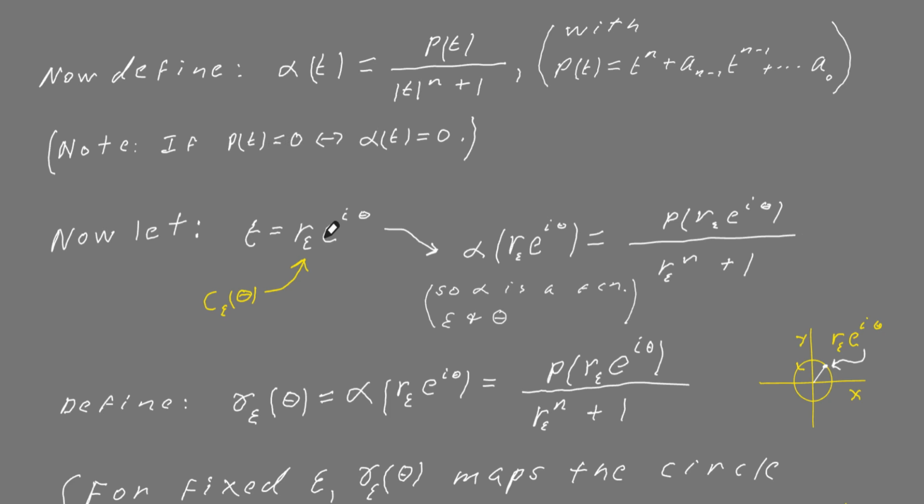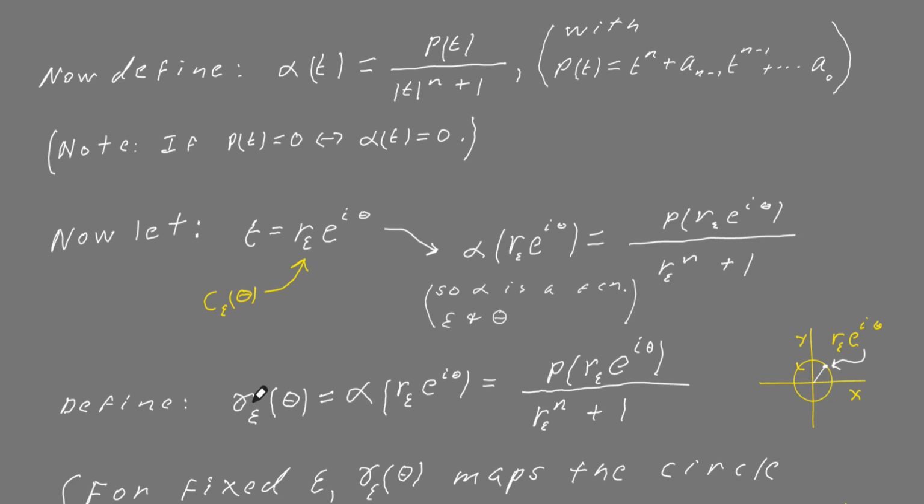And now I'm going to let t be equal to a point on one of the circles, and I'm going to substitute this expression for t into this equation. So alpha of t becomes this, and p of t becomes this, and the magnitude of t is just the magnitude of this, and the magnitude of a point on a circle is just the radius of the circle. So magnitude of t becomes r sub epsilon, and this denominator becomes this. Now you can see from looking at this function that alpha is dependent on epsilon and theta, here, here, and here.